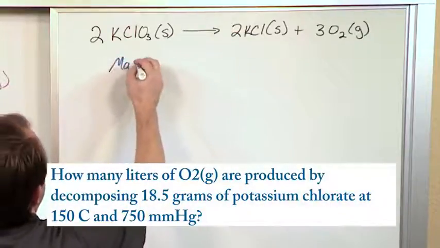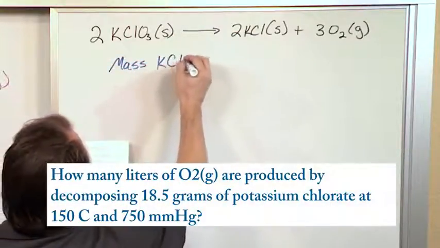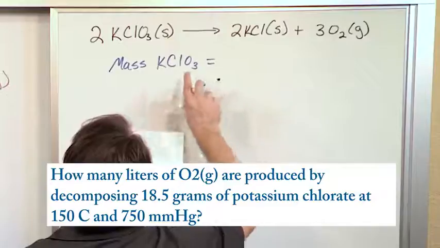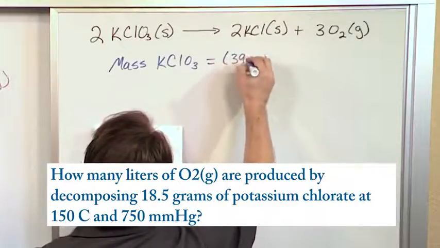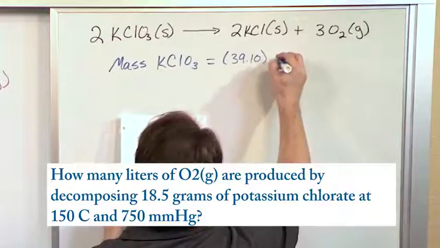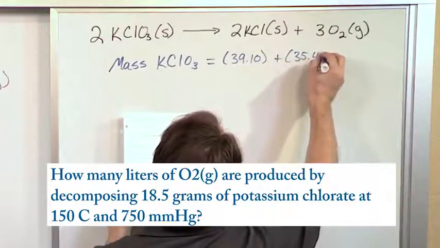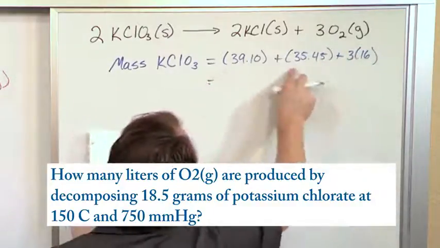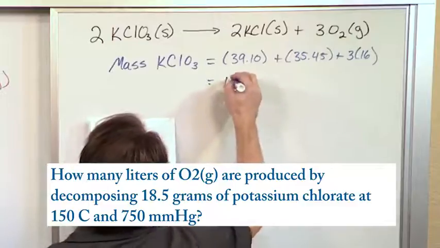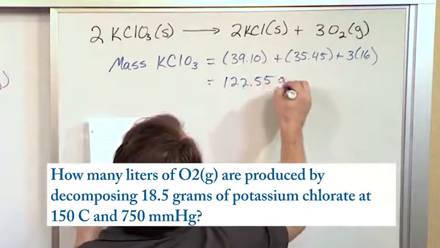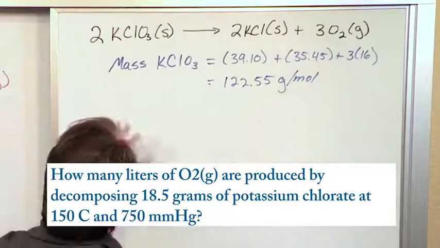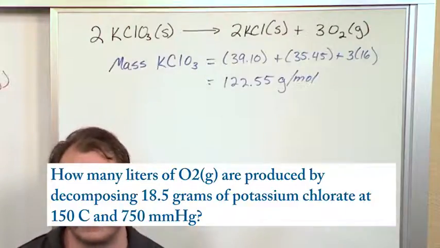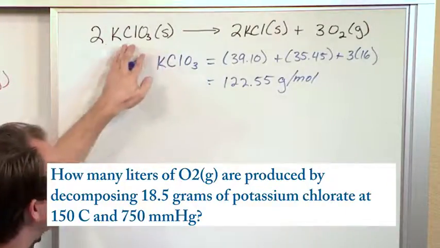So for instance, the mass of KClO3, potassium chlorate, is going to be potassium, which is 39.10, and then chlorine, 35.45. And then we have 3 oxygen, so 3 times 16. When we add everything together, you get 122.55 grams per mole. The reason I'm doing that is because ultimately you're going to need it. It's asking how many liters of oxygen are produced by decomposing 18.5 grams of this reactant.